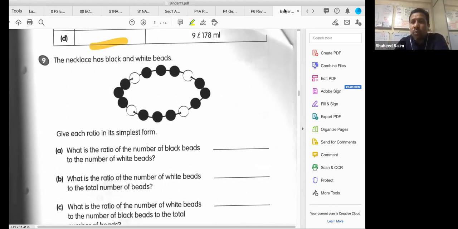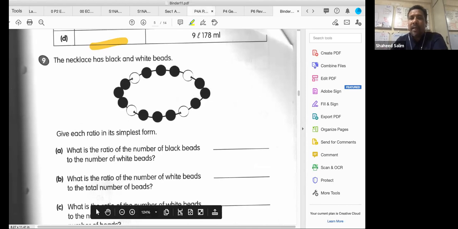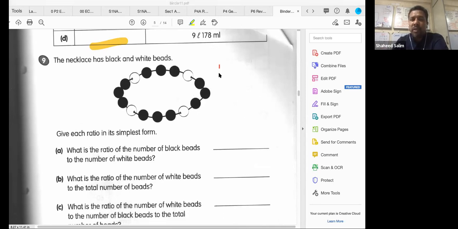Okay, just to show you what this means. In case you are unsure what this is, I'll show you now. When we write black, how many? Black we say 12. Then white 4. And then we write something like that.